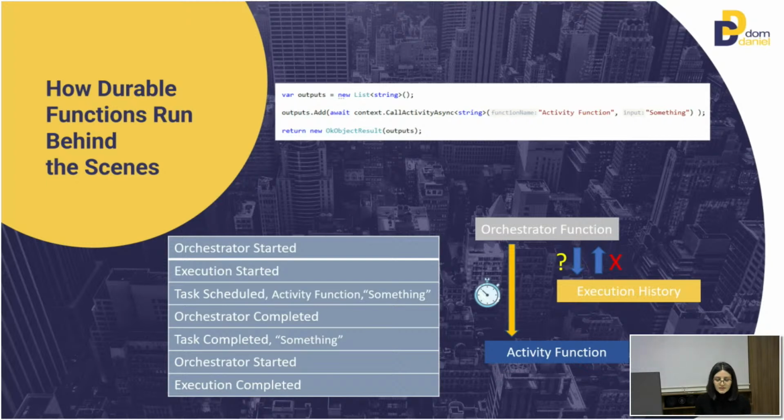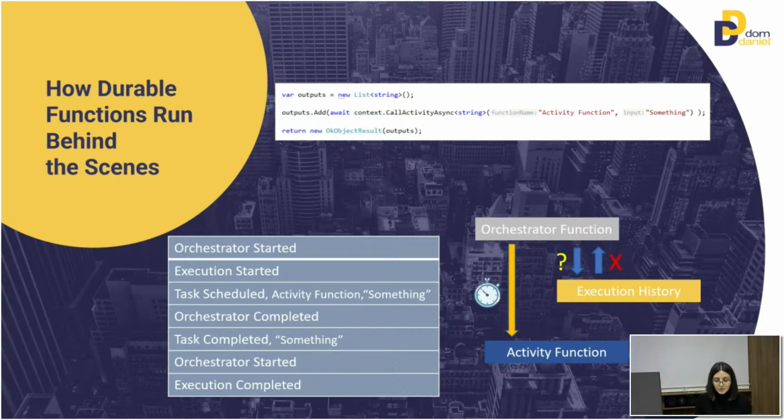The activity function gets triggered. It has been told that it has some work to do. It executes the work, and in this case, the response will be activity function something. That function is done. That function goes to sleep, and you will notice all of this has been stored in the execution history. Now, once the activity function is done, it wakes up the orchestrator. So now my orchestrator wakes back up.